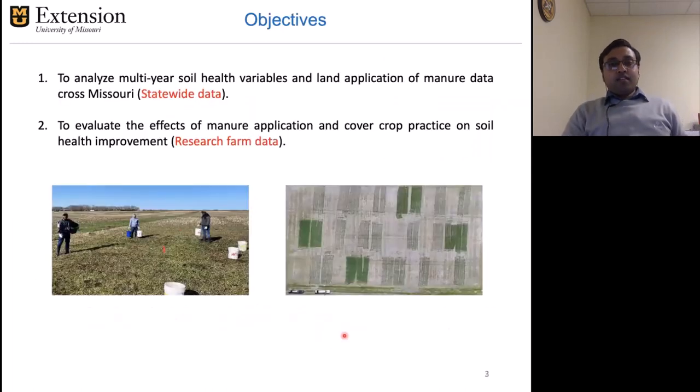Under this research, we have mainly two objectives. The first one is statewide data collection and analysis of multi-year soil health variables, including manure application data, across Missouri. Another one is to evaluate the effects of manure application and cover crop practice on soil health improvement. That is from our research plot at University Farm. You can see two pictures here from our university research plot.